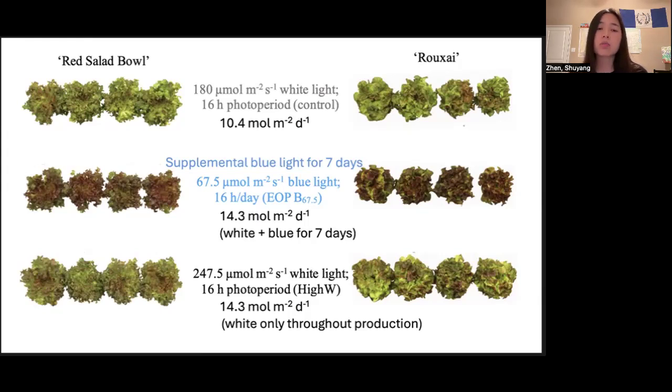You could see that the plants had intense red coloration, which is due to the accumulation of anthocyanins, which is a beneficial chemical with antioxidant properties. So this is consistent with some of the previous findings showing targeted narrow spectrum wavebands might be more effective than broad spectrum white light at enhancing phytochemical production.